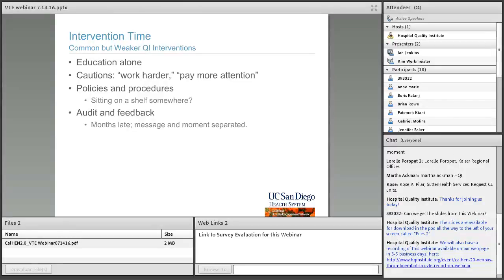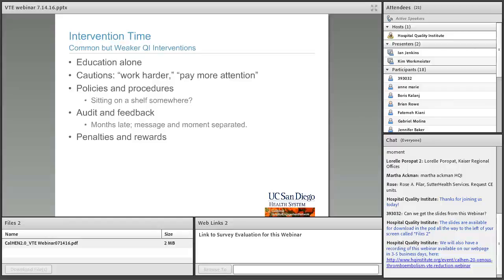Audit and feedback is another method. This does actually work somewhat. So if I get a report saying, Dr. Jenkins, you failed to do this 20% of the time or something like that, I may pay more attention going forward, but it's always late. If I get that report that I missed on 20% of my patients, I've already failed those patients. They came in and they had VTE risk and it wasn't dealt with. So that's a problem. And a lot of physicians, there's just too many things going on. When you separate what they're doing with VTE prophylaxis from the message about the VTE prophylaxis by several months, it's hard for them to really connect them and change their practice.